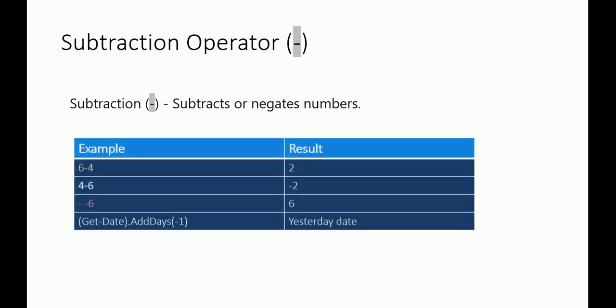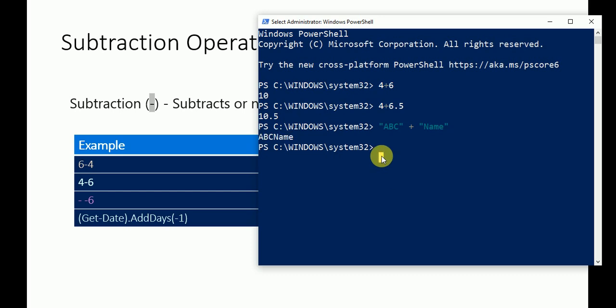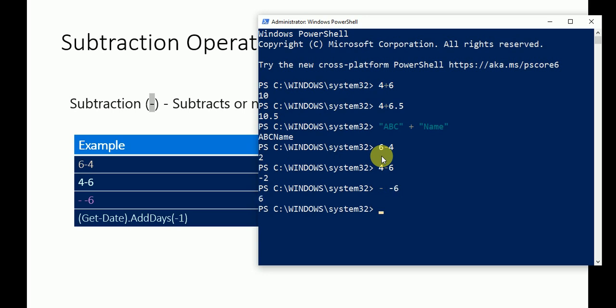Here is the example of the subtraction operator. The subtraction operator is used to subtract or negate a number, and here is an example of how you can use it. Let's take the example 6 minus 4. Output is 2. Or if you are using the reverse, 4 minus 6, it will be a negative number, minus 2. Or if you use minus minus 6, the output will convert into plus because you have used minus 2 times.